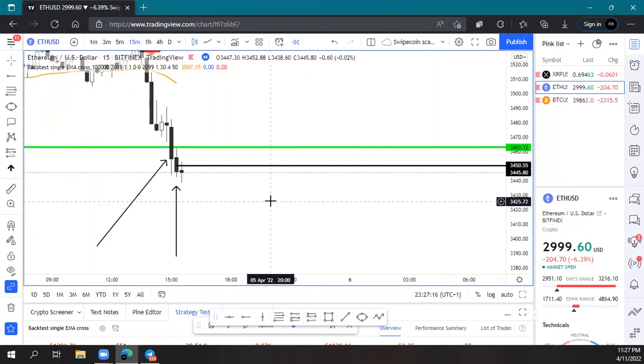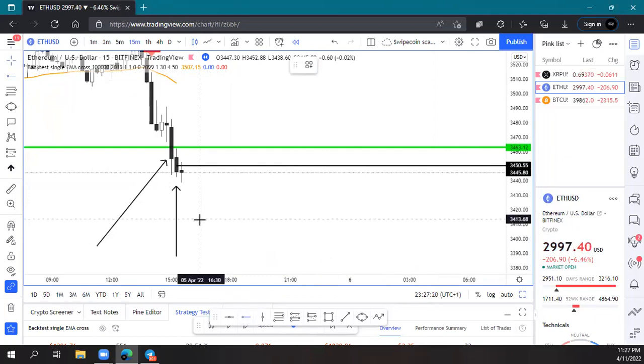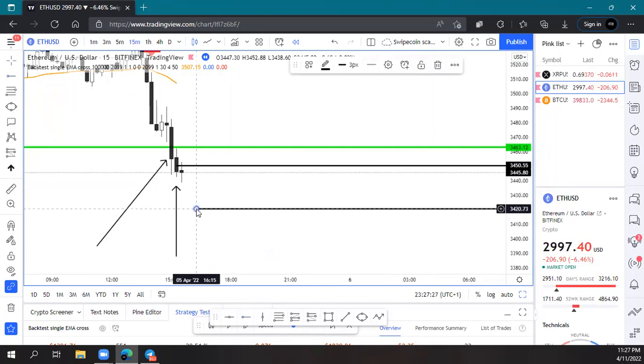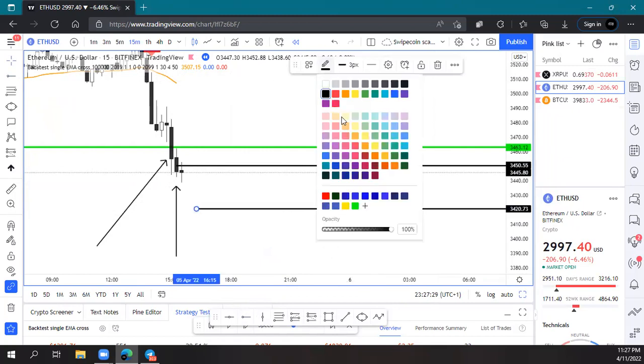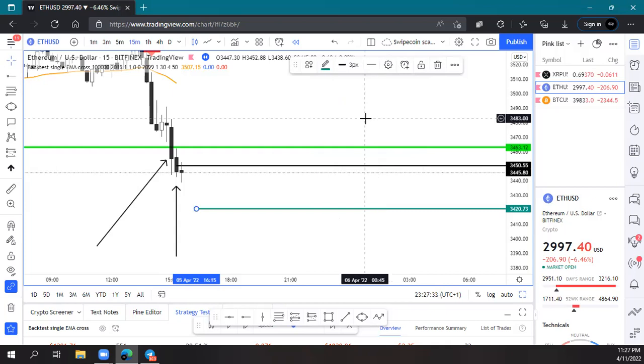3450 minus 30. Who can answer that? 3420, right? So my TP should be around what? 3420. TP1 should be around 3420. Let me make this green.